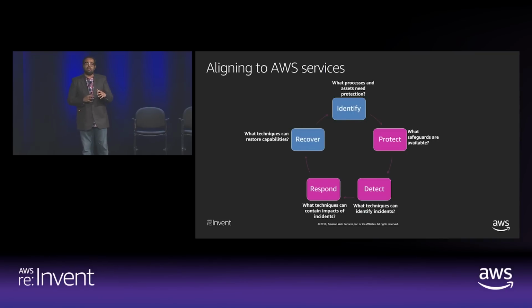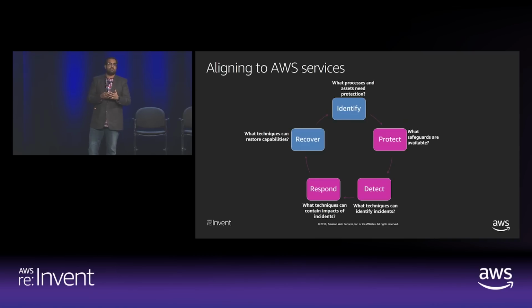This is a common alignment with AWS services. It's a pretty common framework. You might have seen it in the past. You want to identify what needs to be protected, then go to protect. How do you proactively protect it from threats? If a threat does happen, how do you detect it? And then how do you respond to it?